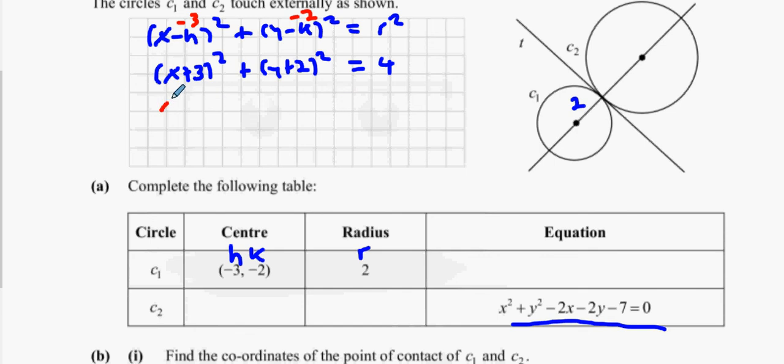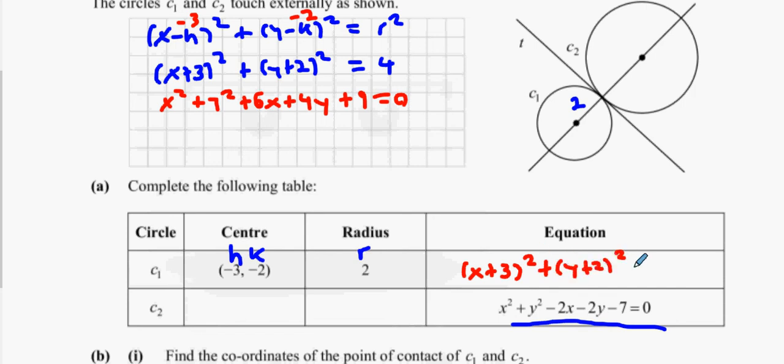Or if you were to square it out, you'd get this, plus 4y. 9 and 4, which is 13. Bring the 4 to the other side, which is 9. Have that answer if you want. Whichever answer you want will do. There's no reason why you can't use the first answer: (x plus 3) squared plus (y plus 2) squared equals 4.